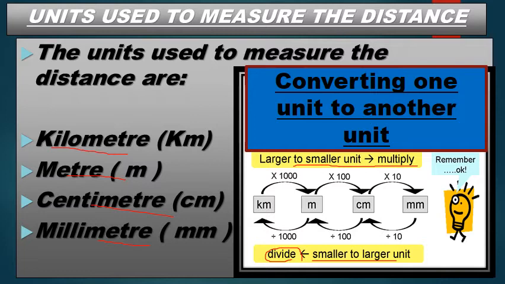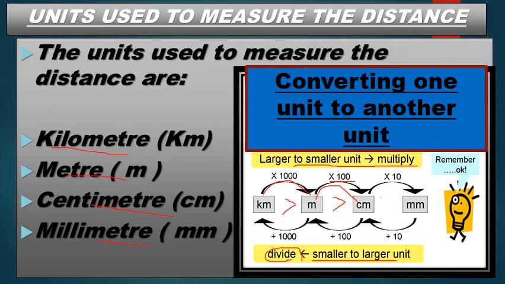Let us convert a bigger unit to a smaller unit. Now, convert kilometer to meter. Kilometer is greater than meter. We will multiply by 1000, as we know that 1 kilometer is equal to 1000 meter. Then we convert meter to centimeter. Again, meter is bigger than centimeter, so we will multiply it by 100, as we know that 1 meter is equal to 100 centimeter.